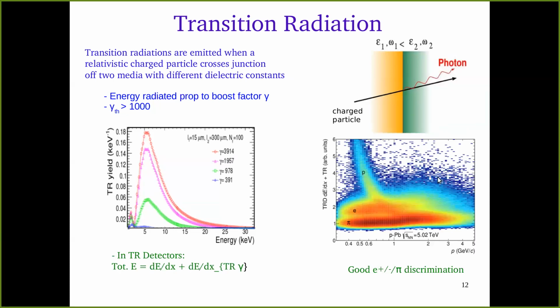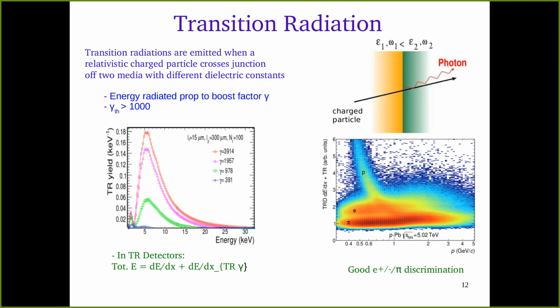This is again from a real experimental scenario. It is the total TRD dE/dx, and you can see a more or less distinct band of pions, which is lying below an electron band. So using TRD actually gives a very good and efficient electron-pion discrimination.